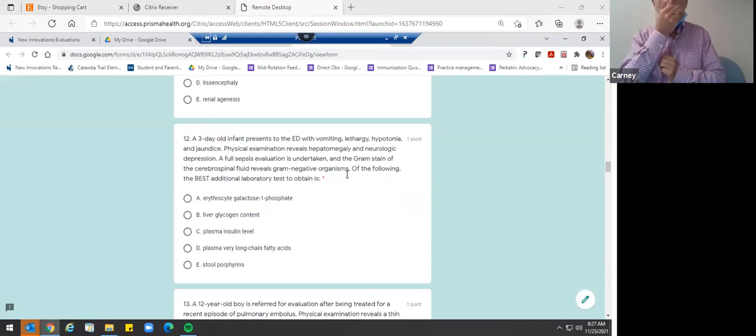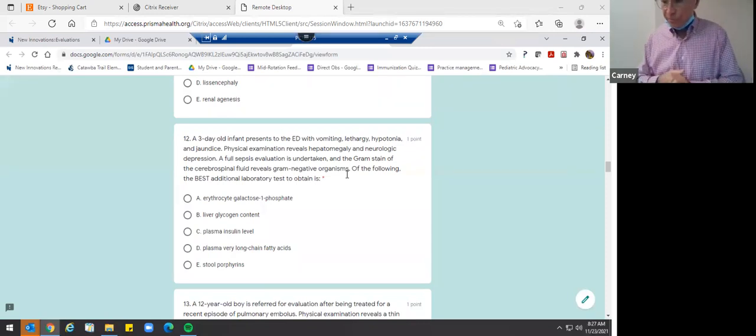Vomiting, lethargy, hypertonia, jaundice, hepatomegaly, sure, they can be septic, and they are, because they have meningitis. So what's the gram-negative organism in a 3-day-old? Is it group B strep? I mean, that's not gram-negative, right? So what is it? E. coli. Then you have to put together what disease sets you up for E. coli, and galactosemia. And then you have to say, well, what is the defect with galactosemia? And it's the erythrocyte galactose 1-phosphate, right? So the answer here is going to be A.